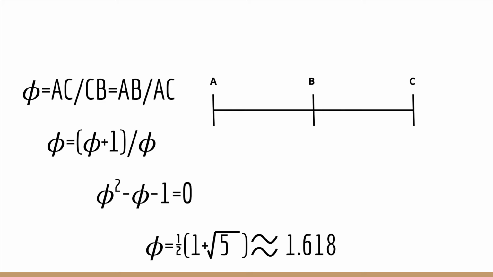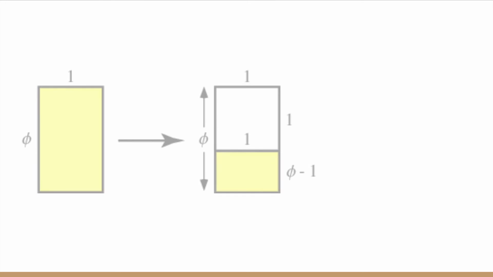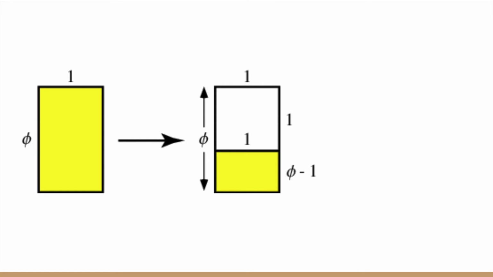For segment AB, you would take it so that phi plus 1 over phi is equivalent to phi. Solving for the denominator, you get phi squared minus phi minus 1, which equals 0. Using the quadratic equation, we are given 1 plus the square root of 5 times 1/2, which is roughly equivalent to 1.618.